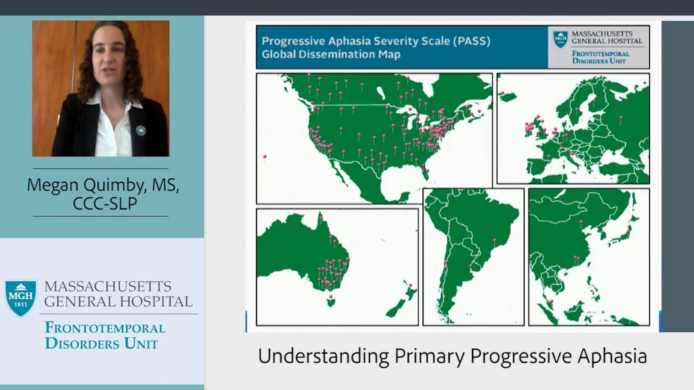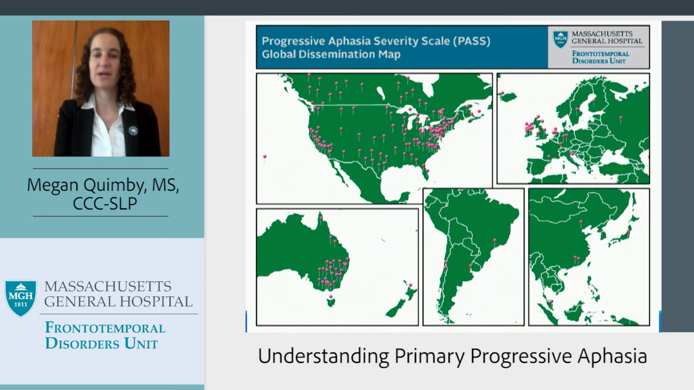And the Progressive Aphasia Severity Scale is being used all around the world, which is really important because it provides a structured way of assessing and monitoring patients over time. And it gives us more information and more data to be able to provide treatment and to better understand the disease and hopefully find a cure in the future.